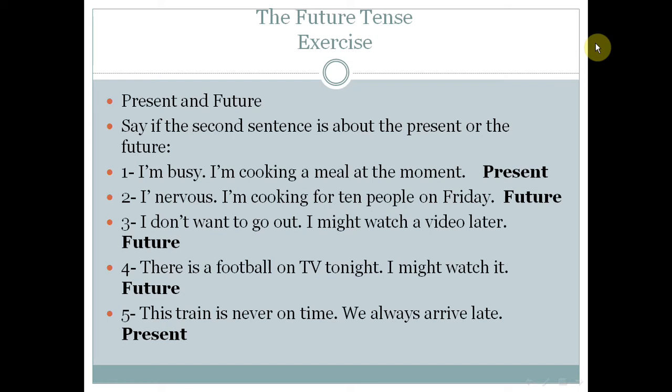This train is never on time. We always arrive late. So here arrive is in the present because it's a repeated action. It does not express the future. We always arrive late. This means that it's a habitual action, what happens very, very often. So arrive is in the present tense.